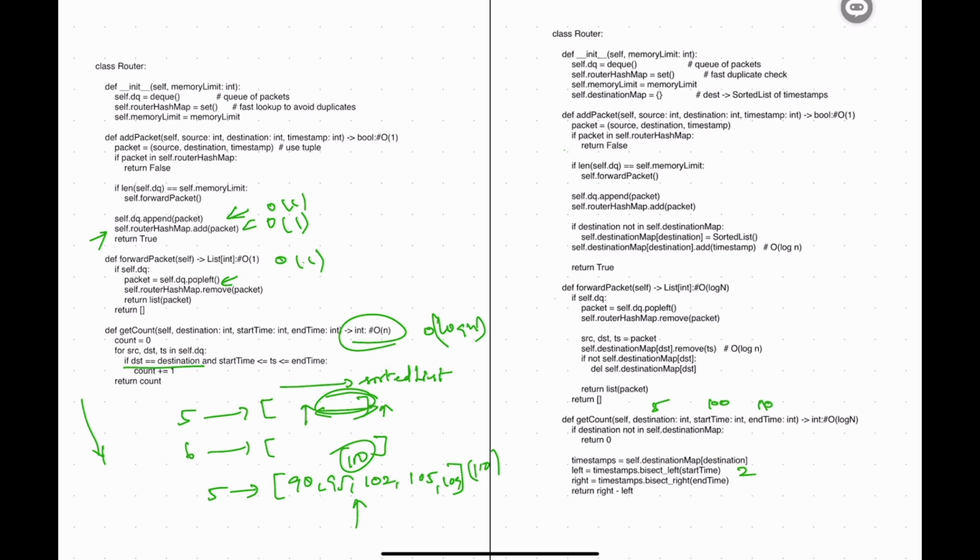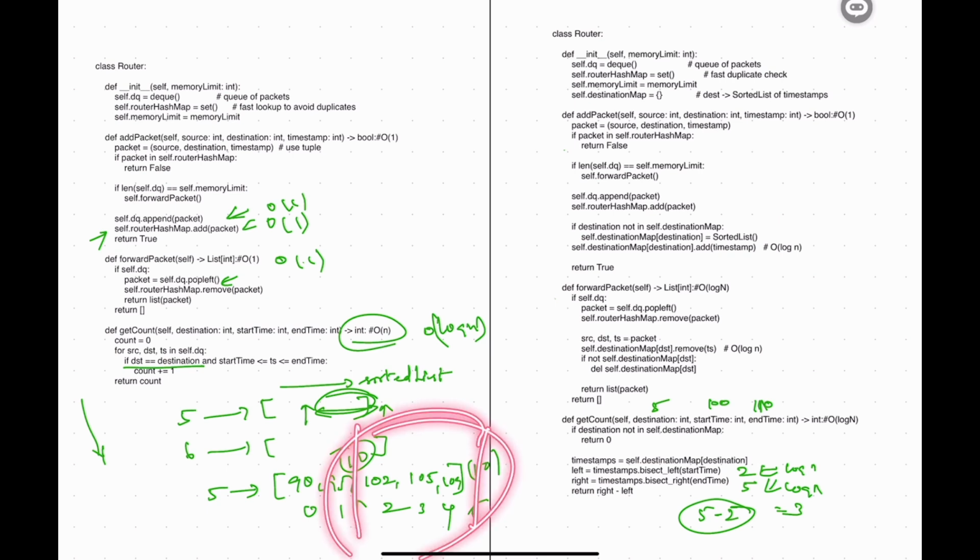So here, indices 0, 1, 2, 3, 4. For 100, bisect left gives 2, and for 110, bisect right gives 5. So 5 minus 2 you will get 3. Finding the left index will take log n and the right index will take another log n. If you subtract that, you get the count of the destination whose timestamp falls between the start time and end time. Got it?